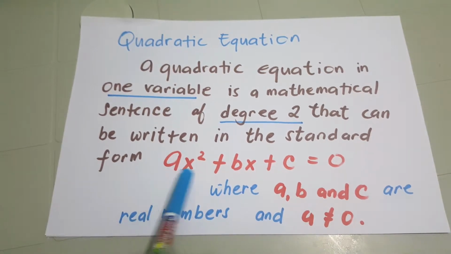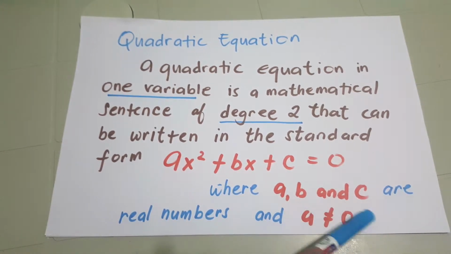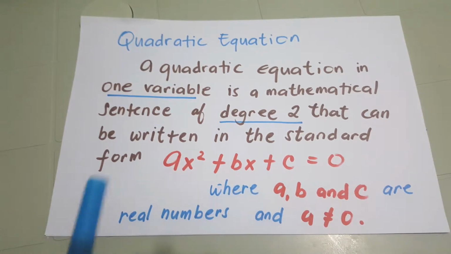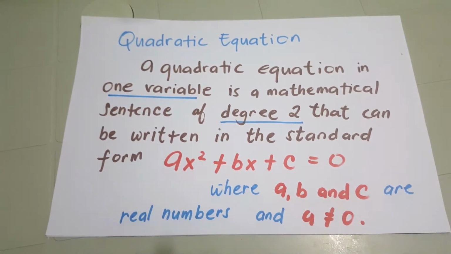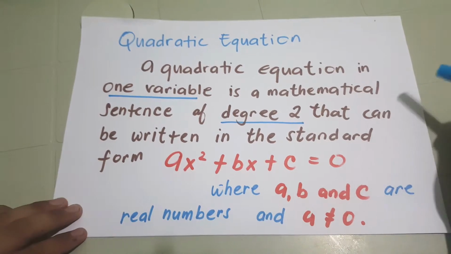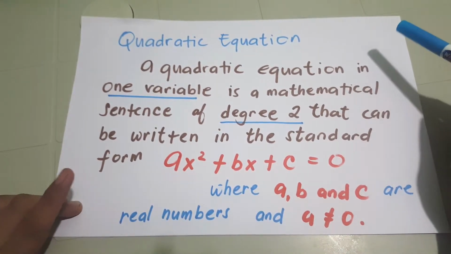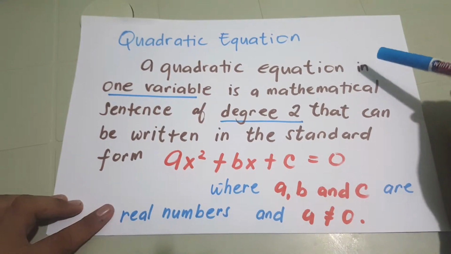So, these are numbers. These are real numbers. So this one, and this one are real numbers. And A cannot be 0. Okay. So of course, B and C can be 0. But A cannot be 0. Why? Bakit? Okay. So, if we are going to answer that, babalik tayo sa definition ng quadratic equation.